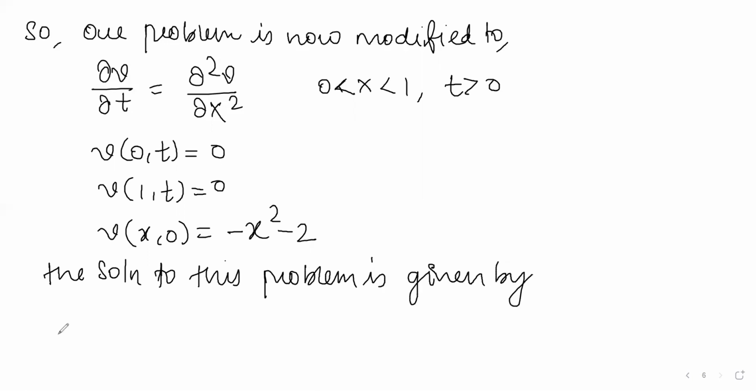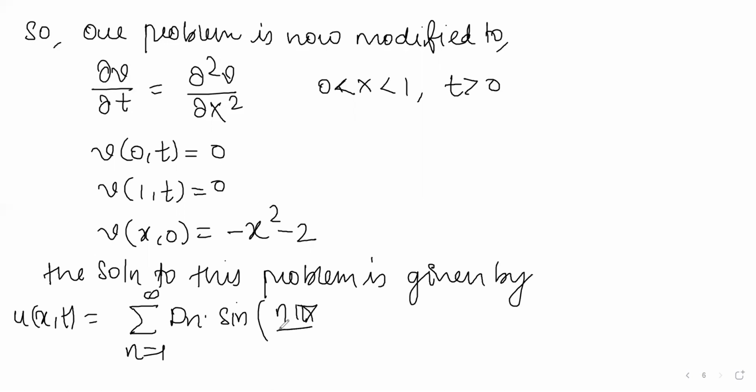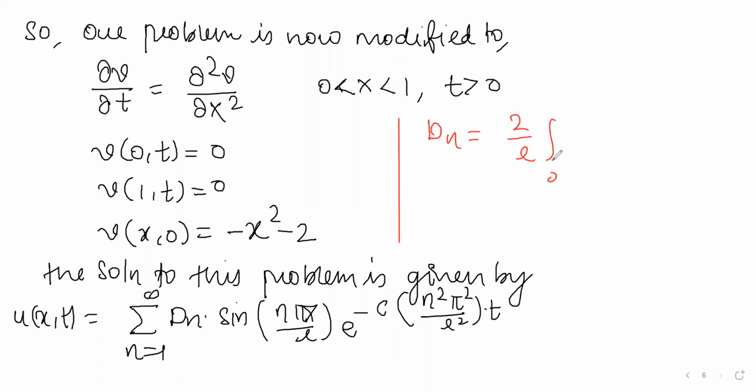So let me write down the solution again, starting from here so that I finish it in line. That gives me the sum from n equals 1 to infinity of d_n sine of n pi x over l, e to the power minus c times n square pi square upon l square times t. Here c is there, but in our case c is 1. And again I write d_n to be given by 2 over l integral 0 to l. Now this part will play the role. This is our g of x basically.